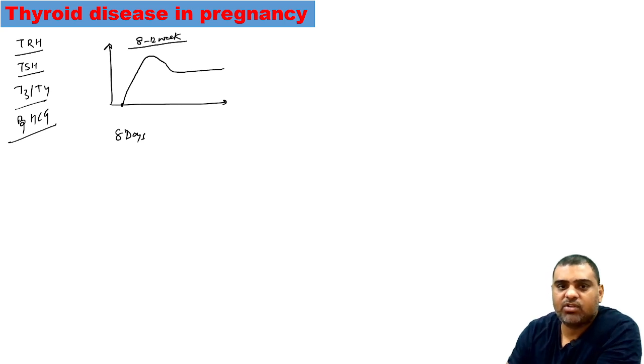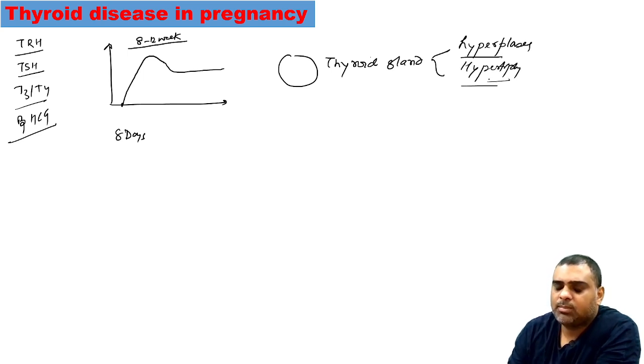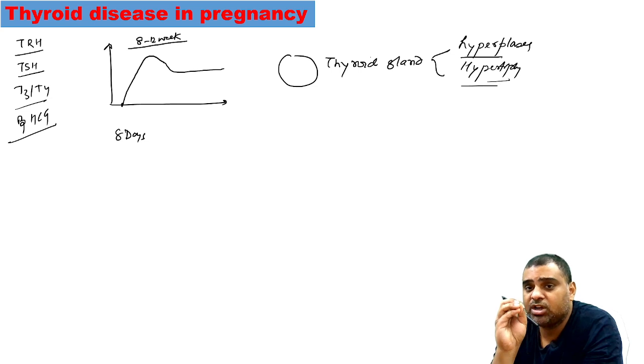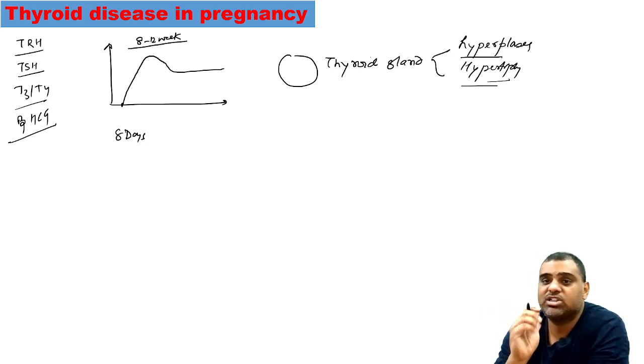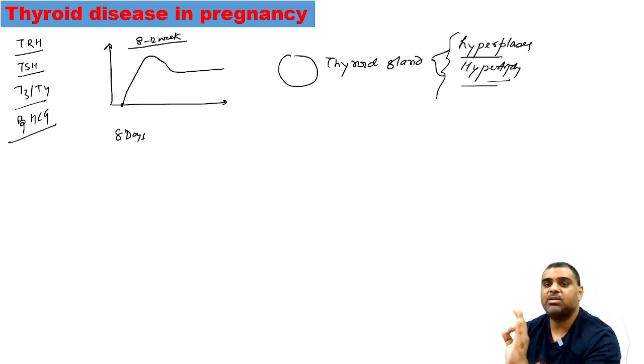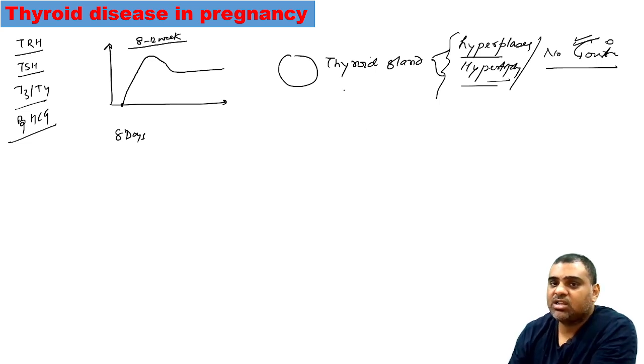So when beta HCG acts on the thyroid gland, what happens? There is hyperplasia and slightly hypertrophy. Please remember, if there is any goiter, any palpable or visual swelling, it is not a physiological change. Any growth has to be evaluated. There is slight hyperplasia and hypertrophy, but there is no goiter, no visible or palpable growth. If there is, that is abnormal. So the thyroid gland will secrete more T3 and T4; T3 and T4 increase.